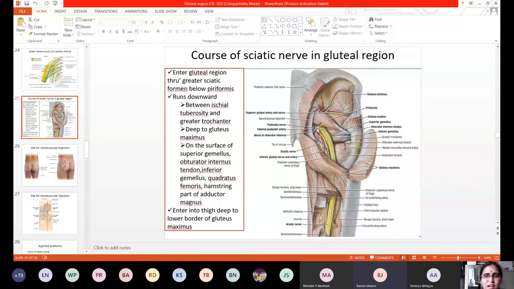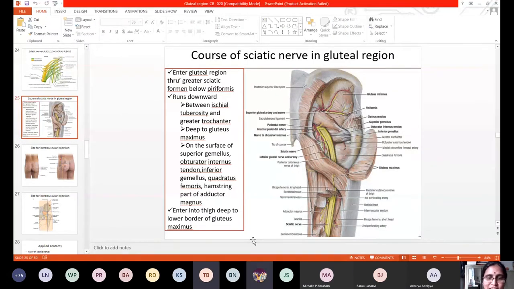Now, can you see here which foramen lies here? There are two important foramina in the gluteal region, in the ilium and ischium. Ma'am, it's the greater sciatic foramen. Yes. And? Lesser sciatic foramen.